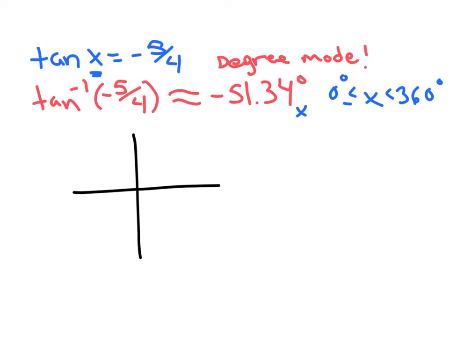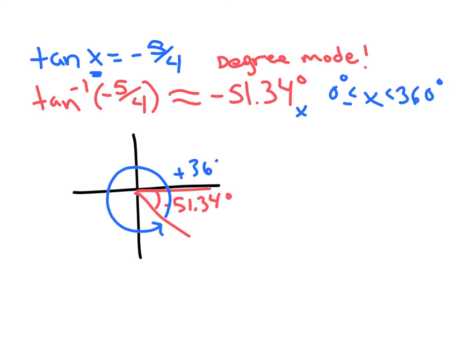So think about an angle in standard position. The calculator gave us this solution, so negative 51.34 degrees. But we want the solutions between 0 and 360 degrees. So one thing you could do is add a full rotation. So add 360 degrees to that, and you get 308.66. I think the instructions in the original problem might have said to round to the nearest tenth, so I'll round that to 308.7 degrees. And there's one solution.